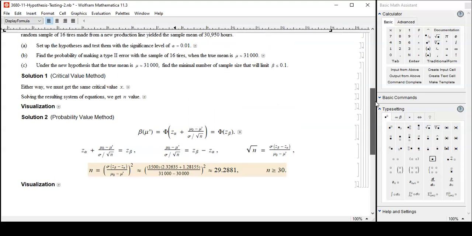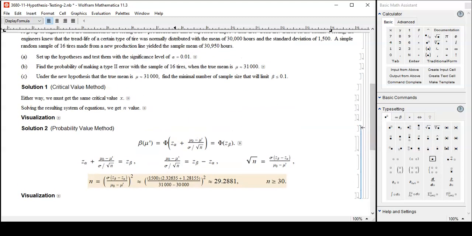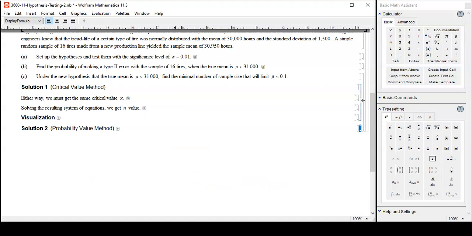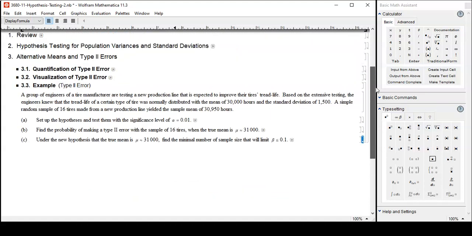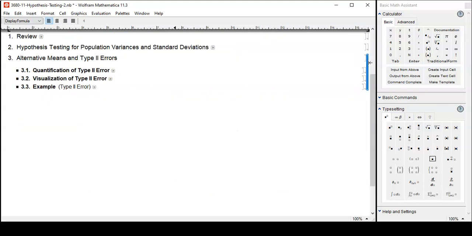This is the probability value approach preferred by our textbook. Not me, because it's not as graphical as before. But if you prefer to use formulae like this, go ahead. I'm not going to stop you.